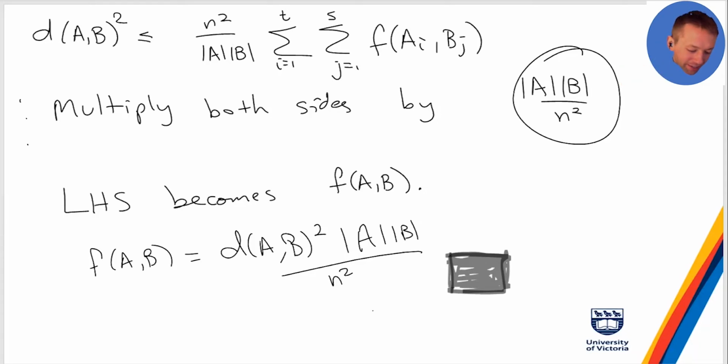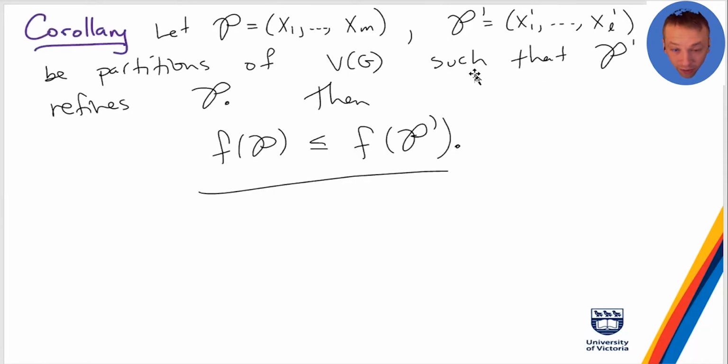So again, the message is that if my goal is to make f large, refining a partition doesn't cause problems, because it can only increase the f value, which is very useful. This is just a corollary of the previous lemma. If I take any partitions P and P prime, where P prime refines P, then the lemma we just proved implies that the coarser partition has an F value which is at most as large as the finer partition. So refining partitions increases the F value or doesn't decrease it.